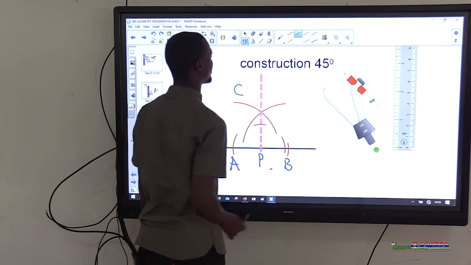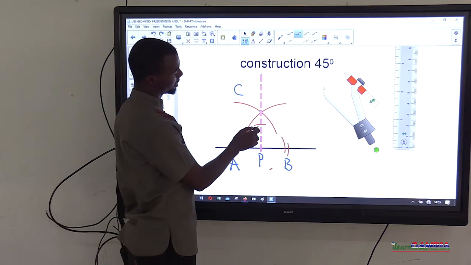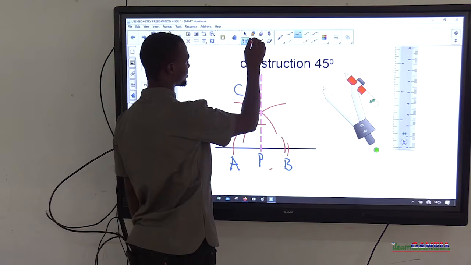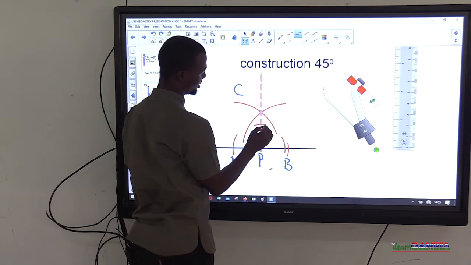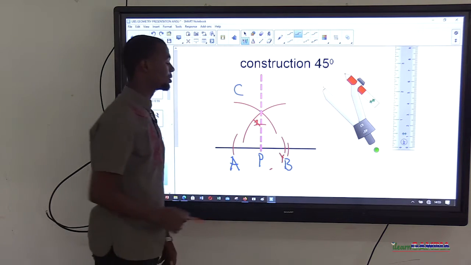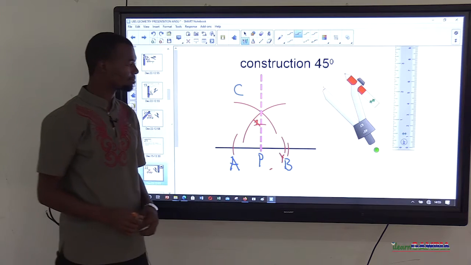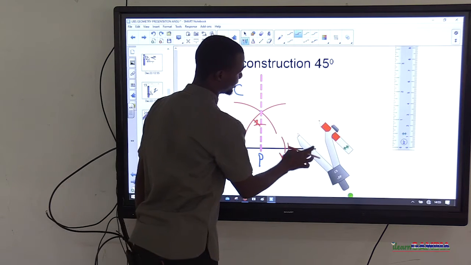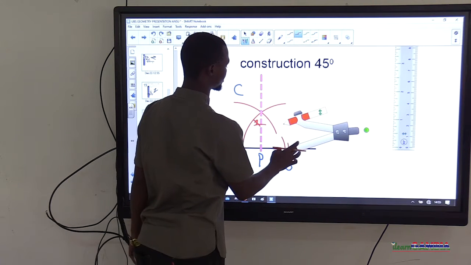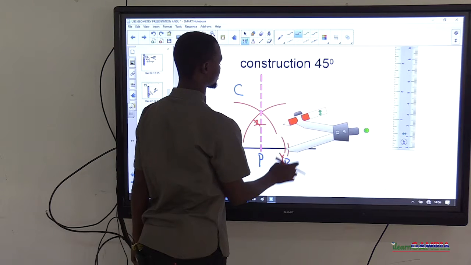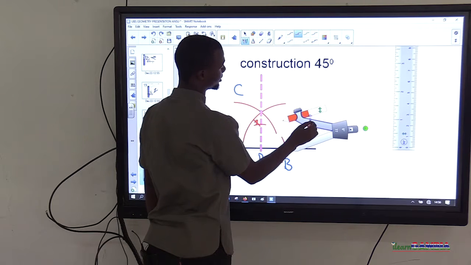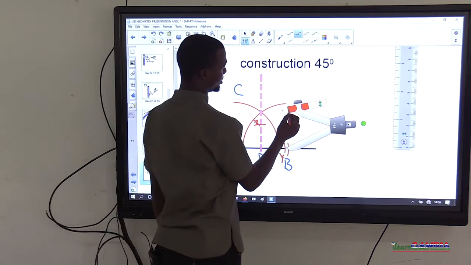So we mark the arcs from P at any convenient radius. You can see the arcs we marked. We name them X and Y. Then we use Y as the center and any convenient radius. We can open a little. So we draw an arc.